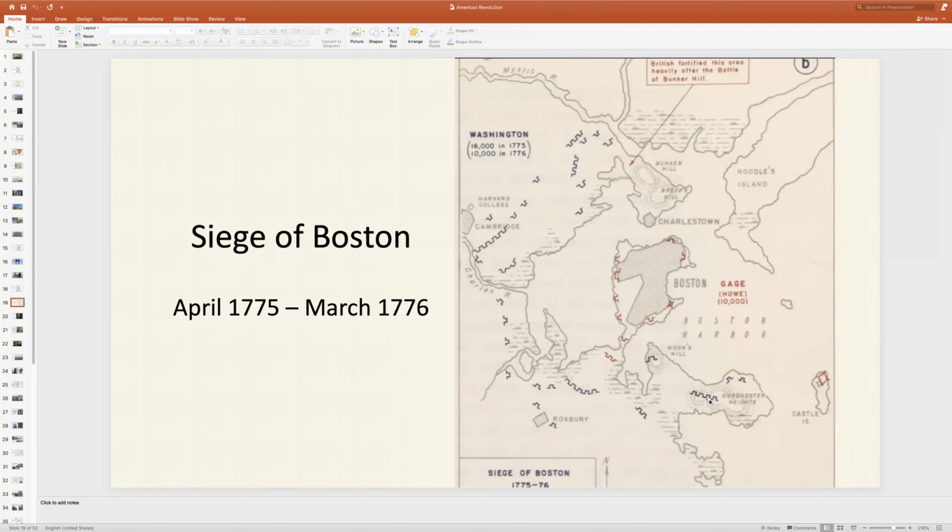Great move. So at this point, Gage, who has now been replaced by Howe, decide this is not good. So they meet with Washington and they said, we'll leave the city of Boston alone, but let us get out of here. So by March 17th, 12 days later, on March 17th, all the ships and all the troops in Boston, along with a few loyalists, leave the Boston harbor and they go to Nova Scotia. So they leave Boston for good in March of 1776.